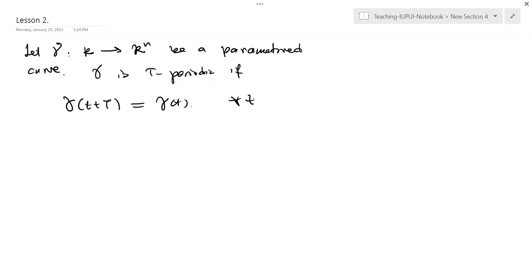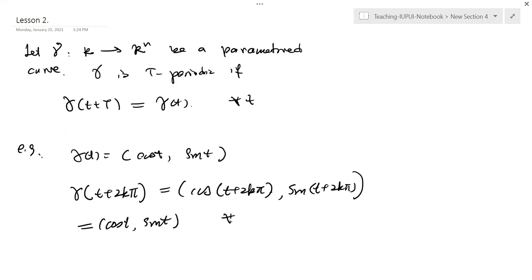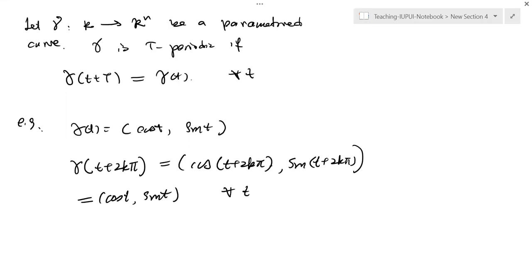T is a number. It's not necessarily positive, it could be negative. And let's take a look at an example. For example, gamma(t) equals (cosine t, sine t). This is the simplest example always. So clearly, if you put 2k pi, where k is an integer, that is going to be cosine(t + 2k pi) and sine(t + 2k pi). So that will be cosine t and sine t, and that's true for all t, because cosine and sine are periodic functions. The period is 2 pi, that's what we learned. Here k is an integer, not necessarily positive.